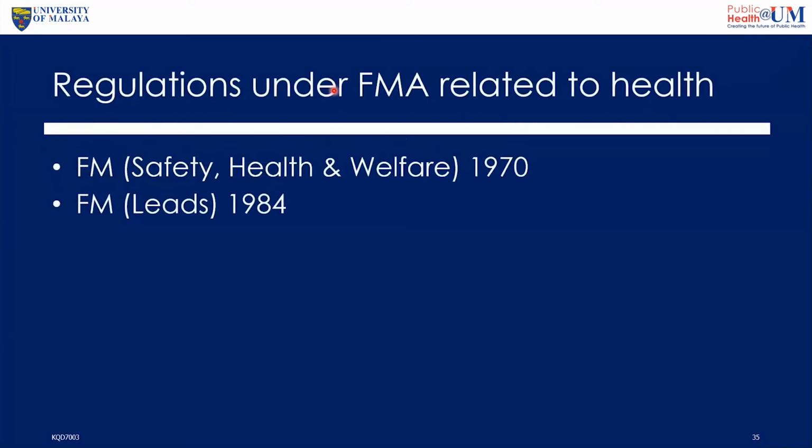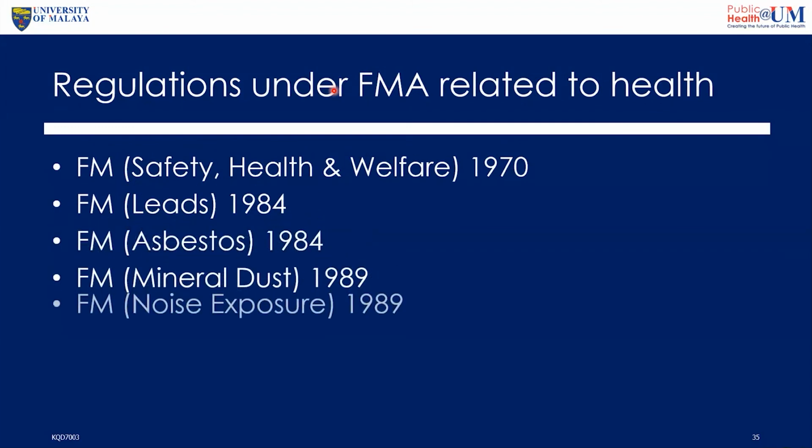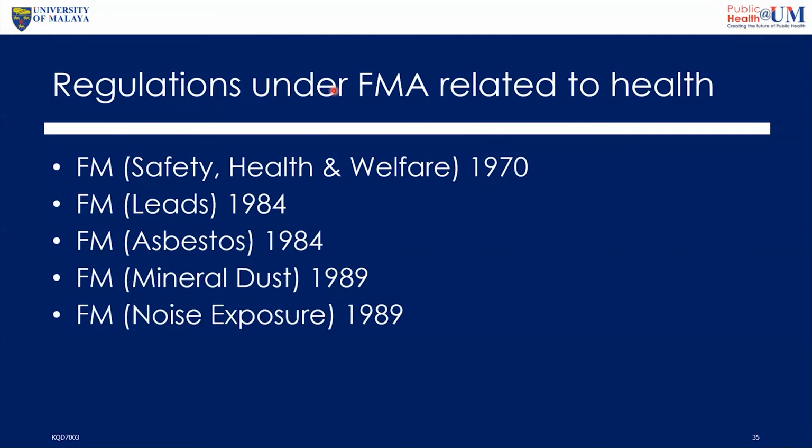So the regulations under the FMA which are related to health are: Safety, Health and Welfare, 1970; Lead, 1984; Asbestos, 1984; Mineral Dust, 1989; and Noise Exposure, 1989. Why do you think these came into place? The similar explanation I gave you earlier: it is based on needs, based on issues that some medical practitioner or some researcher found out, that there is lead poisoning among our workers, there's an asbestos issue, there arises the issue of mineral dust, and also the issue of noise exposure where you get hearing disorder. So that is where the regulations came into place.